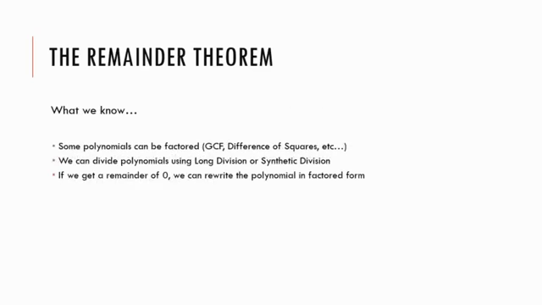So here's what we know. Some polynomials can be factored using greatest common factor, difference of squares, factoring by grouping, etc. We can divide polynomials using long division or synthetic division. And if we get a remainder of 0, we can rewrite the polynomial in factored form.